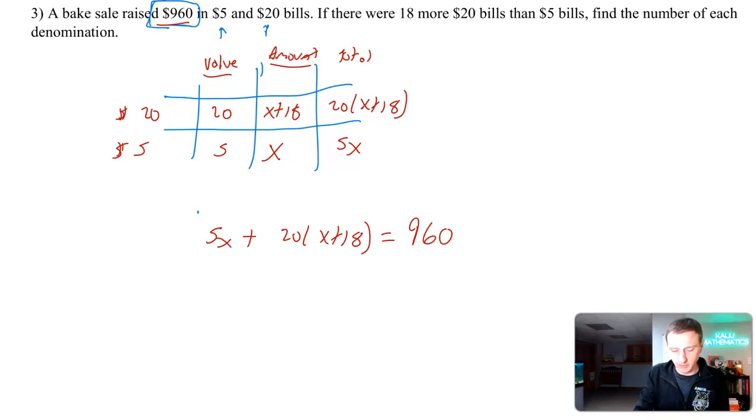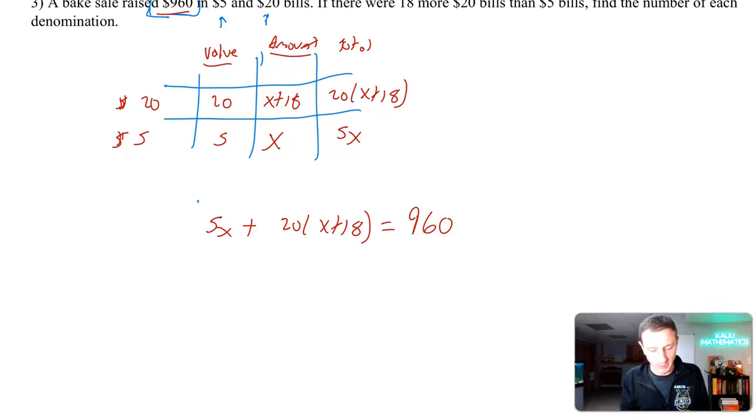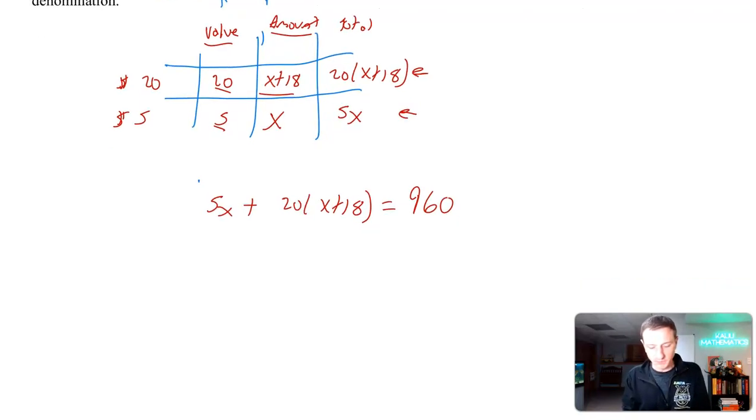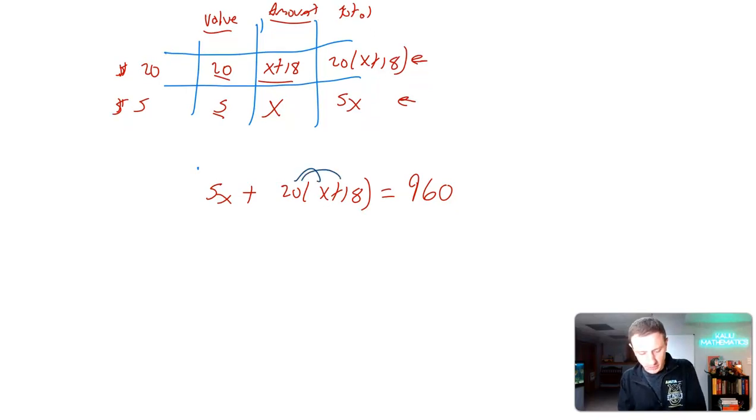So we have a bake sale that raised $960, $5 bills and $20 bills. So there were 18 more $20 bills than $5 bills. So if there are x amount of $5 bills, then that means there are x plus 18 $20 bills. And each value is $20, so times the amount. And then this plus this is going to give me my total in value. And that's a solving exercise from there.